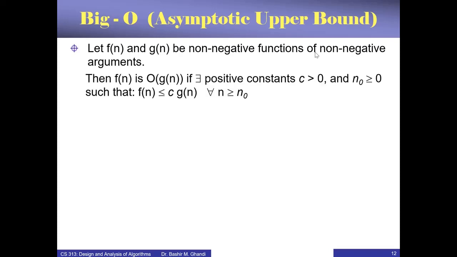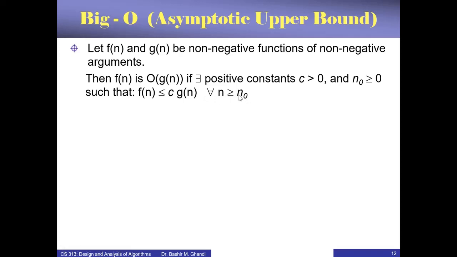So this is the definition for big O. Say f(n) is big O of g(n) if we can find a constant c greater than 0 and n naught greater than or equal to 0, such that f(n) is always less than or equal to c times g(n) for all n greater than n naught.